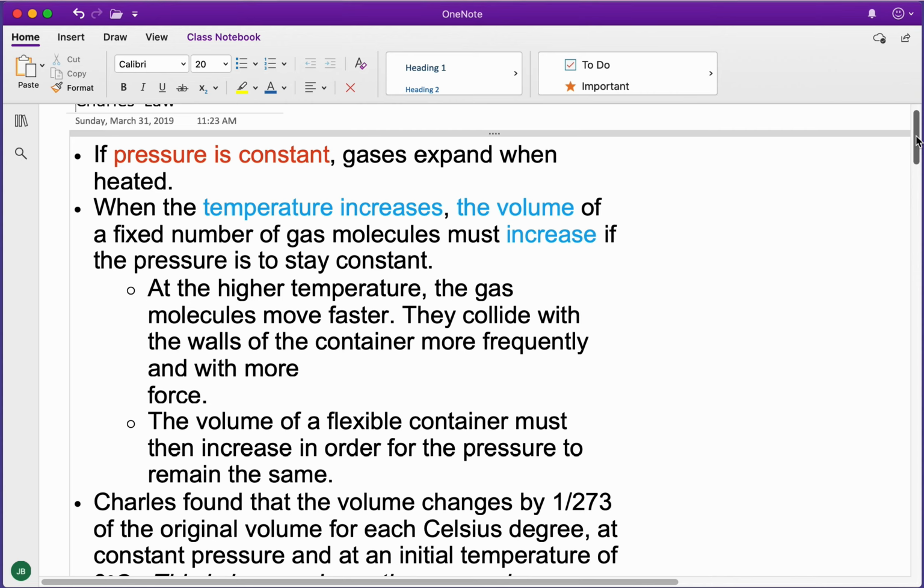Well, when you have higher temperatures, the gas molecules move faster. They're going to collide with the walls of the container more frequently and with more force. So if you have a container that's flexible in volume, let's say like a balloon, then that volume is going to increase in order for the pressure to remain the same.